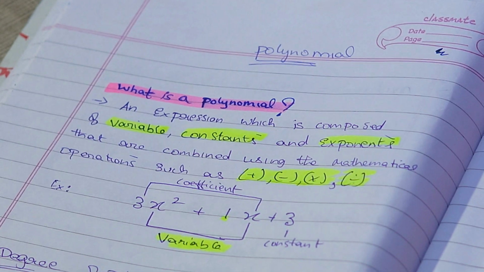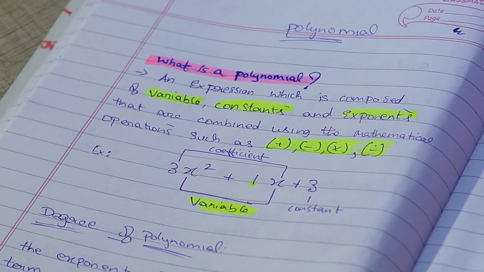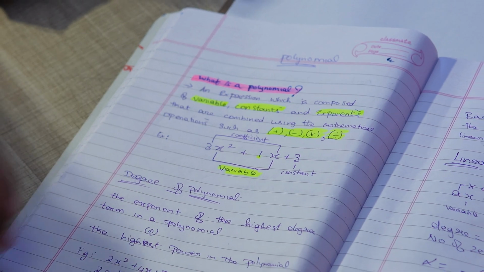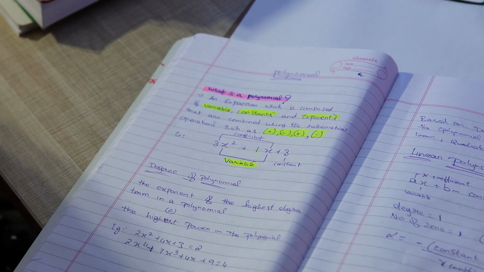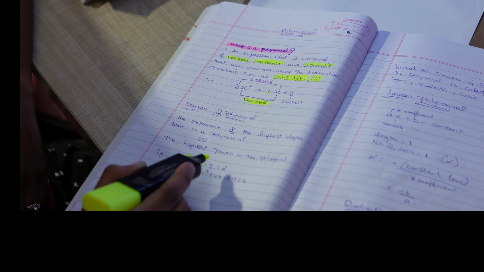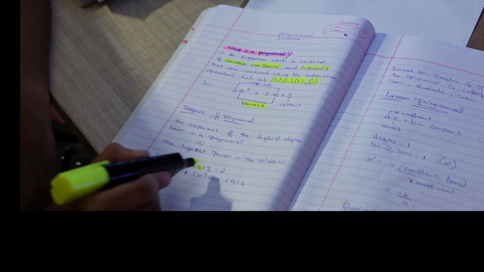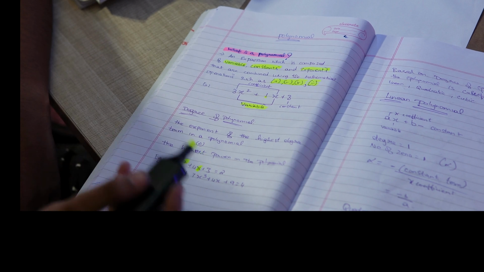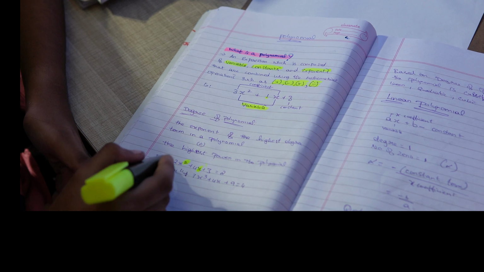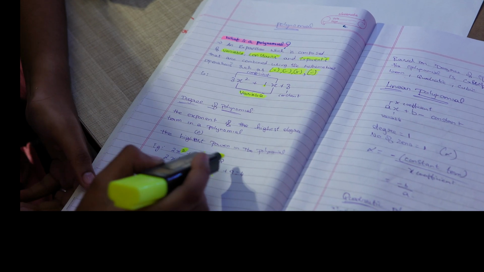Next is the degree of a polynomial. It is the exponent of the highest degree term in a polynomial, or in simple words, the highest power of x. For example, let's take the polynomial 2x² + 4x + 3. In this polynomial, if no power is written on x, it is considered as 1. So 1 and 2, which is higher? 2 is higher, of course. So the degree of this polynomial is 2.